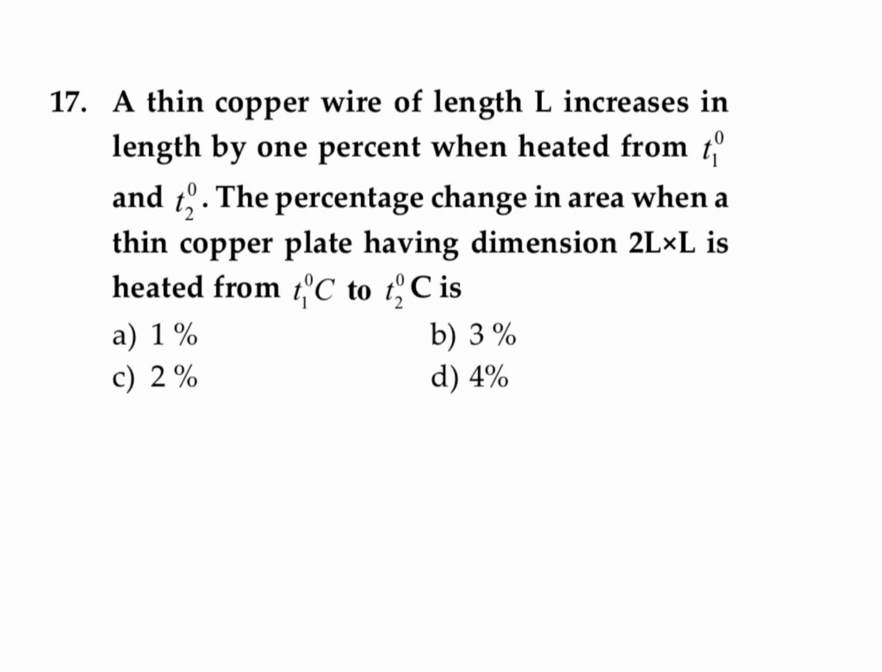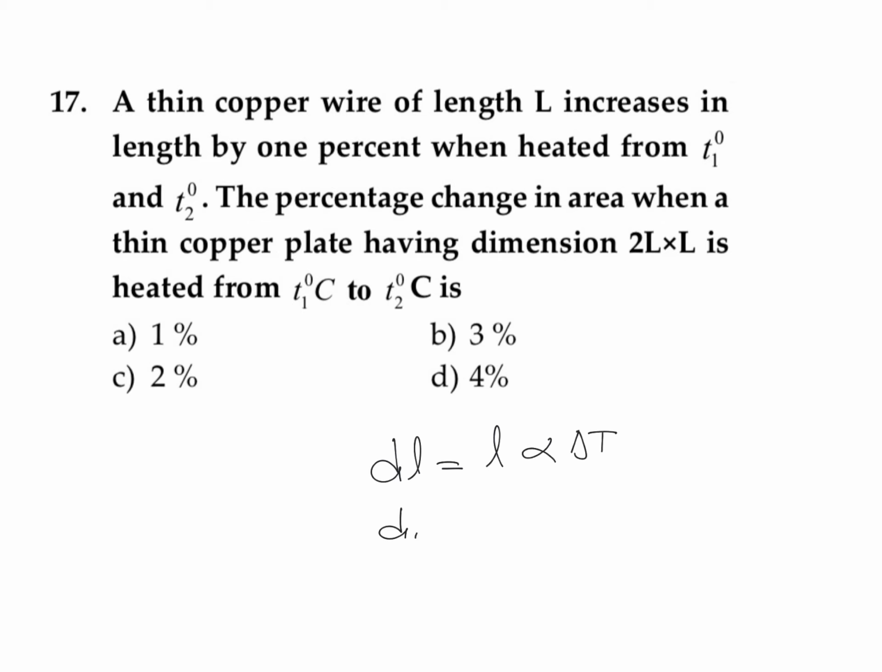In this question, it is given that a thin copper wire of length L increases in length by 1% when heated from T1 degree Celsius to T2 degree Celsius. So we can identify how to calculate the value of percentage change. Writing in terms of dl, the change in length is equal to the initial length times alpha times delta t.